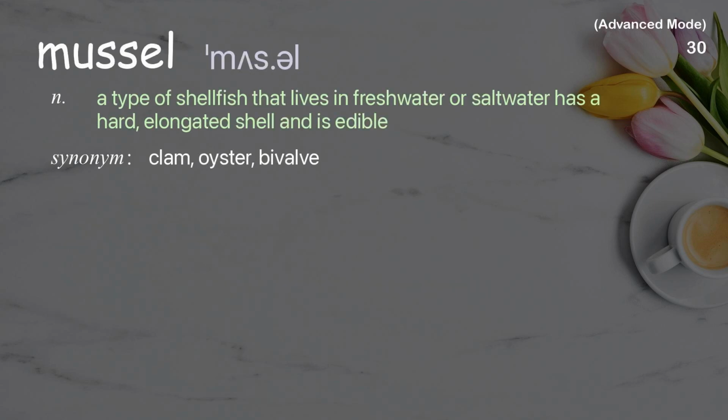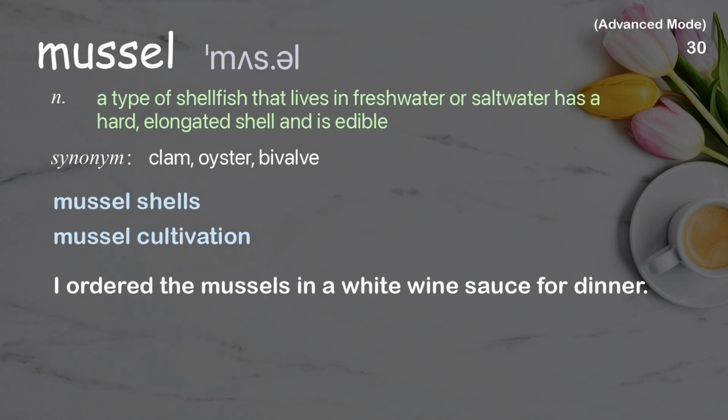Mussel. A type of shellfish that lives in freshwater or saltwater, has a hard, elongated shell and is edible. Examples: Mussel shells. Mussel cultivation. I ordered the mussels in a white wine sauce for dinner.